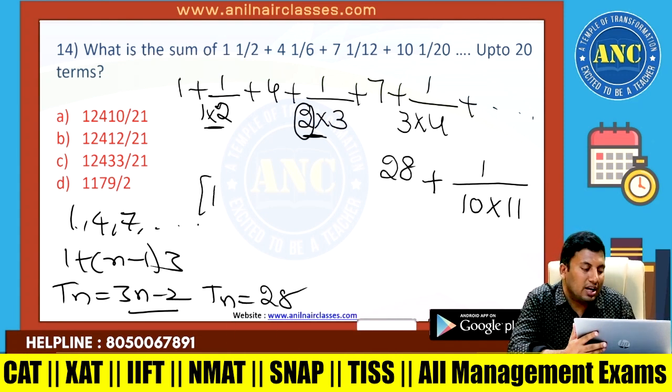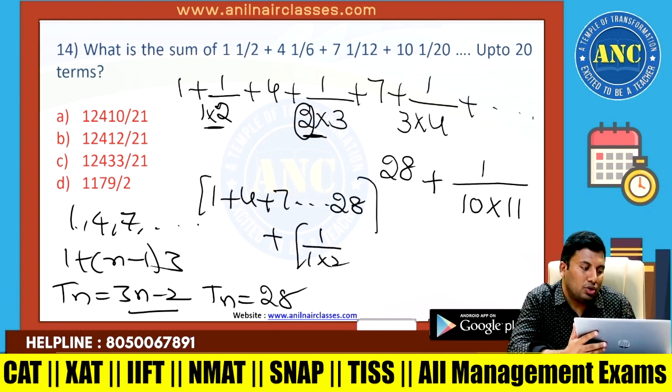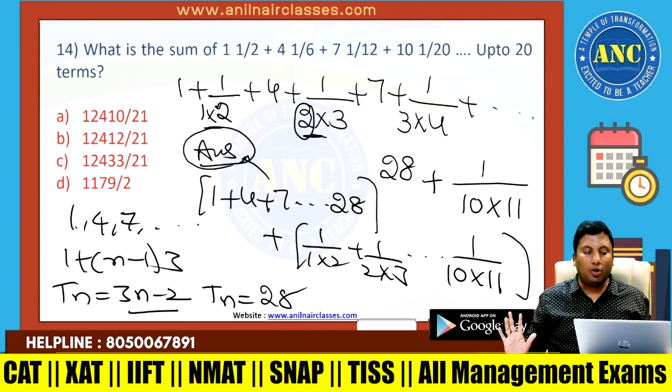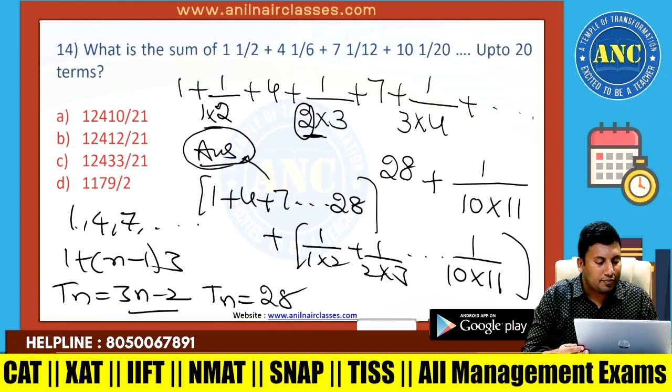28. That means there are 2 series: 1, 4, 7 and so on up to 28, plus 1 into 2 plus 2 into 3 and so on up to 1 by 10 into 11. Whatever answer you get from this value, that itself is the answer. I hope the idea is clear.